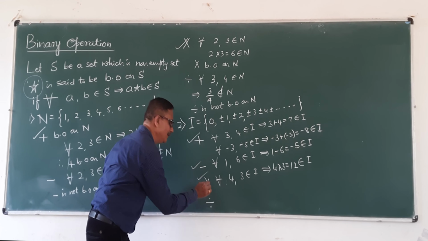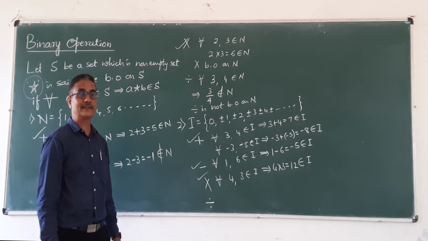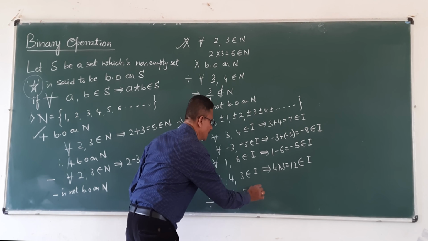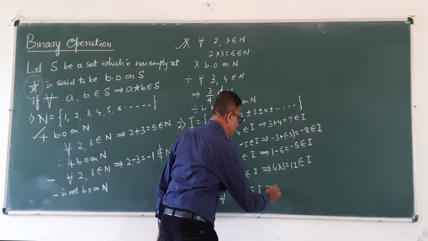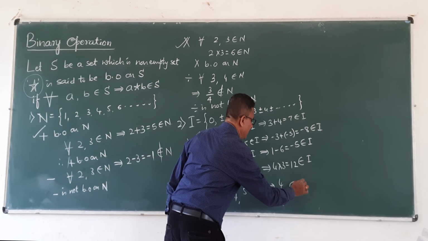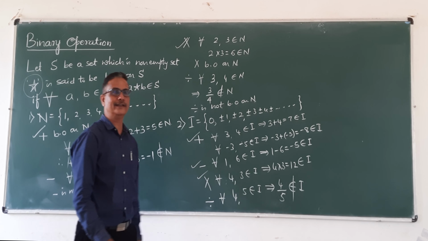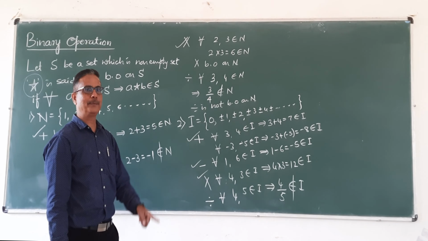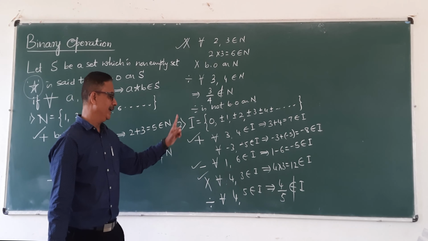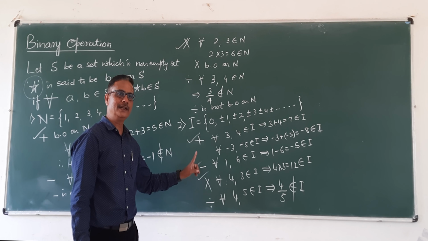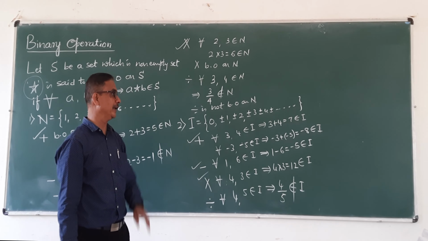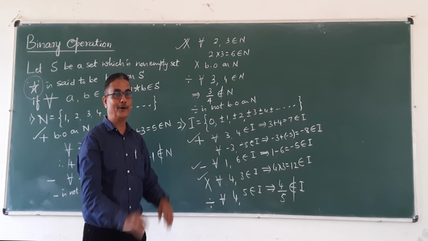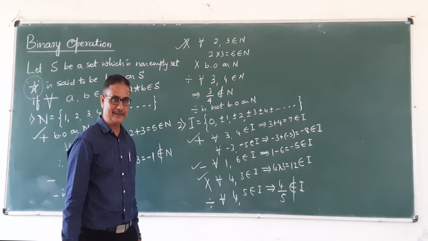What about division? Whether division is binary operation on the set of integer or not? Check it. Take two numbers. Say 4 and 5 belongs to integer. Right? Then operation is division. 4 divided by 5. Is it integer? No, it is not integer. It is rational number. Isn't it? So, in the second example, on the set of integers, addition, subtraction, multiplication are binary operation on the set of integers, but division is not binary operation on the set of integers.